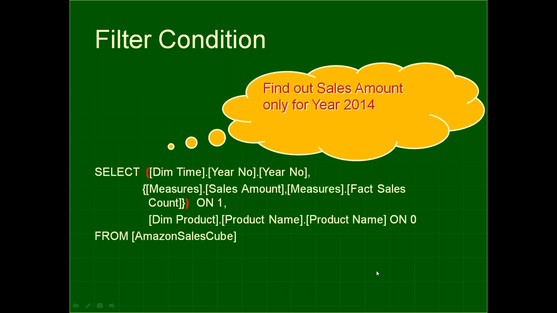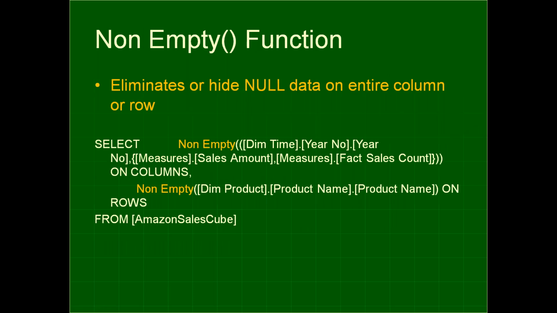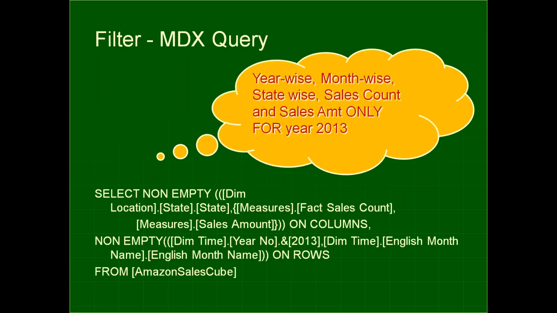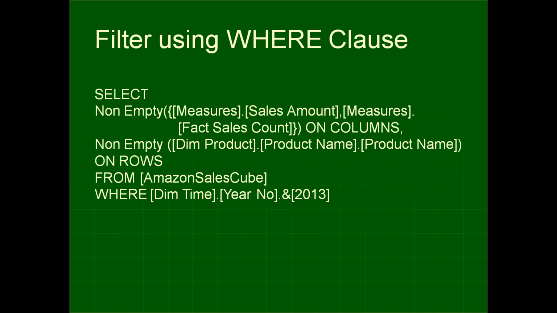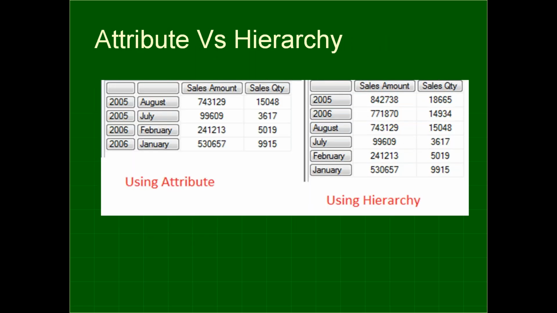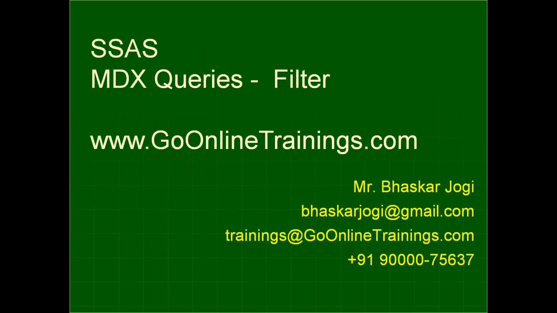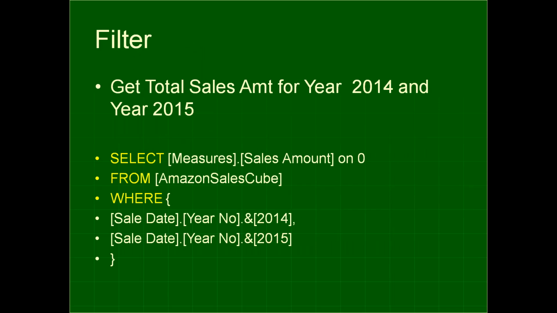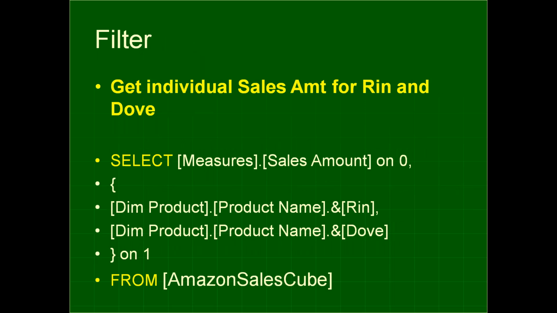Filter condition with 2014 data, I would like to have it. You can have it there. Non-empty we discussed already. Filter using where clause, we discussed already. Year and month as a single column, we'll discuss tomorrow. This also we'll discuss tomorrow.